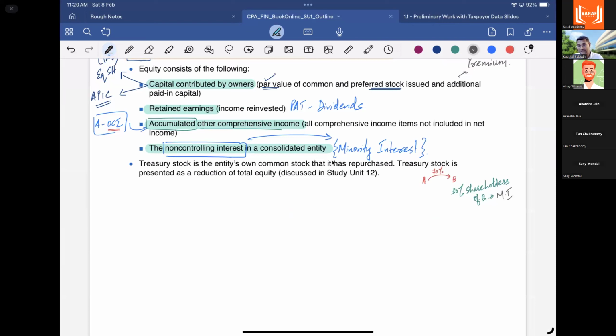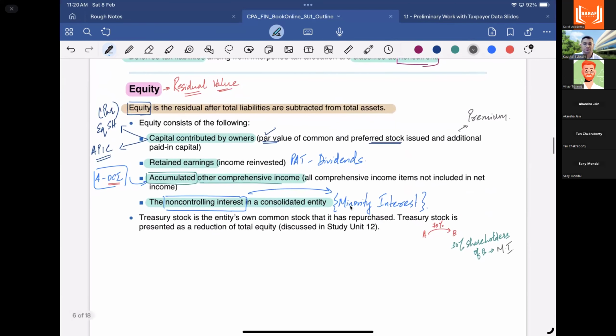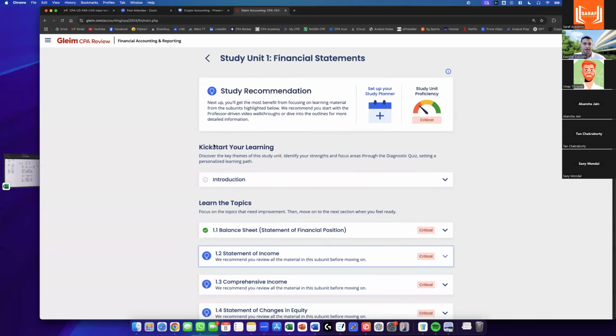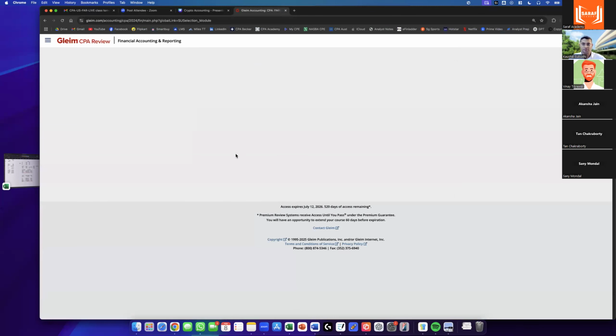As a part of your equity, right? So again, just keep that in your mind. All these things are going to be talked about again in study unit number 12, and I will also show you what is there in study unit number 12, just for your understanding. Let's go back over here, and we just go back into the menu which has all these study units as well. So just give me a moment.